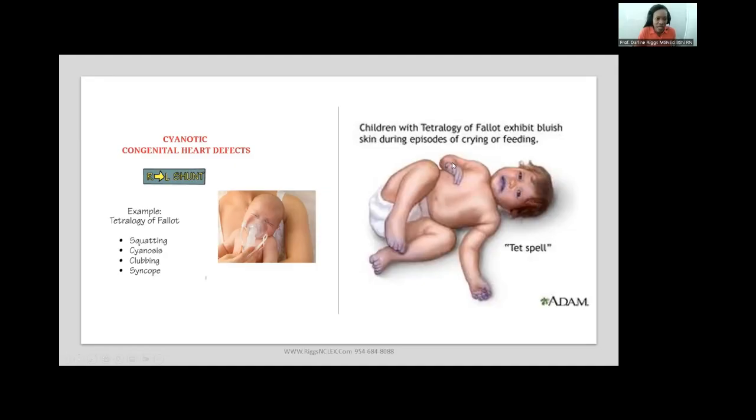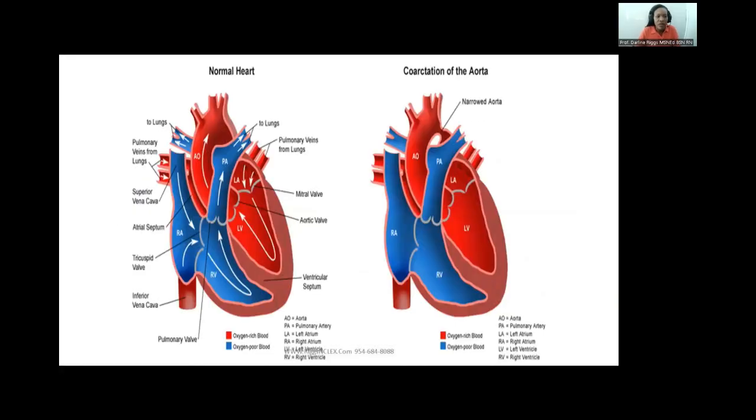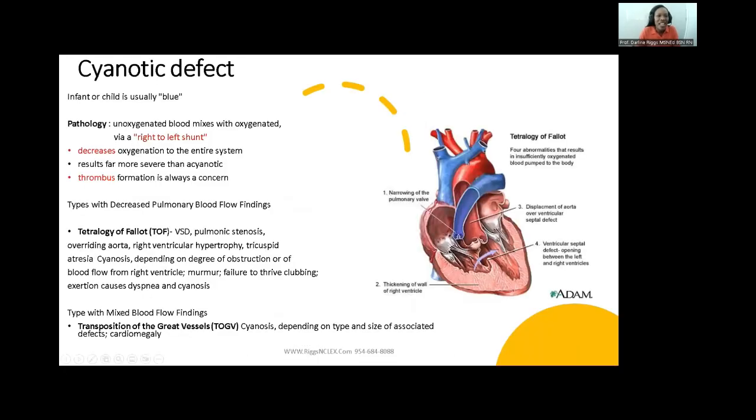It's not just acrocyanosis, where it's just the little fingers and toes, which most babies are born with, but we don't want central cyanosis. We don't want your lips. No, we don't want central cyanosis. That's a problem. Okay. So let's talk about tetralogy of Fallot.